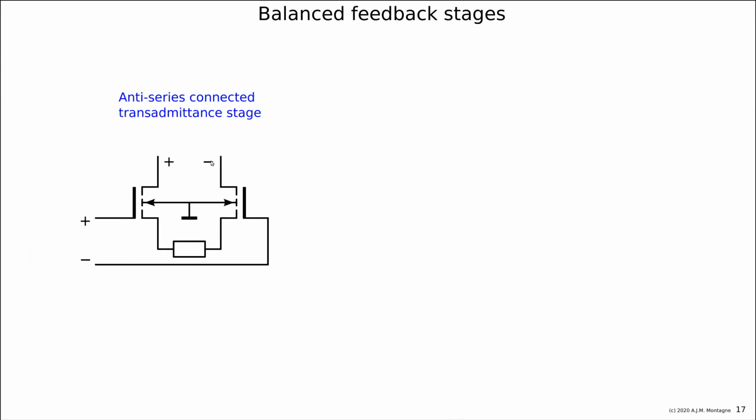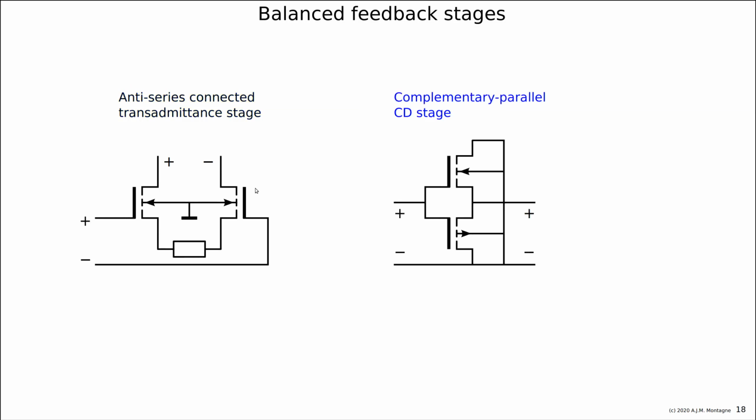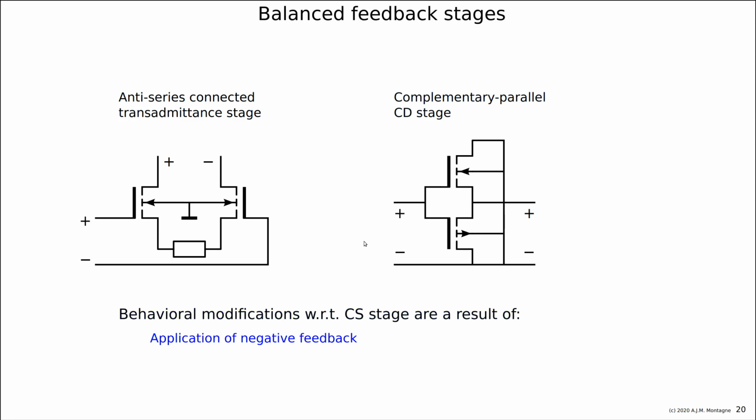And there's still much more. And now I will go fast. You can do anti-series connection of stages. This is the stage with B only with a resistor. You place them anti-series, you get a balanced single stage feedback amplifier. You can do complementary connection of feedback stages, and here you have a complementary drain follower. So all modifications can be explained from application of negative feedback and application of balancing.